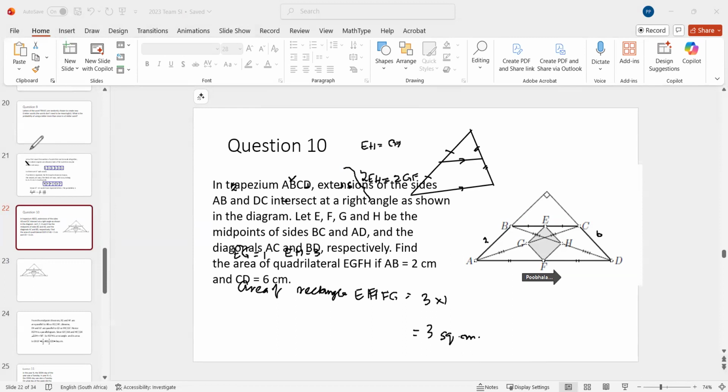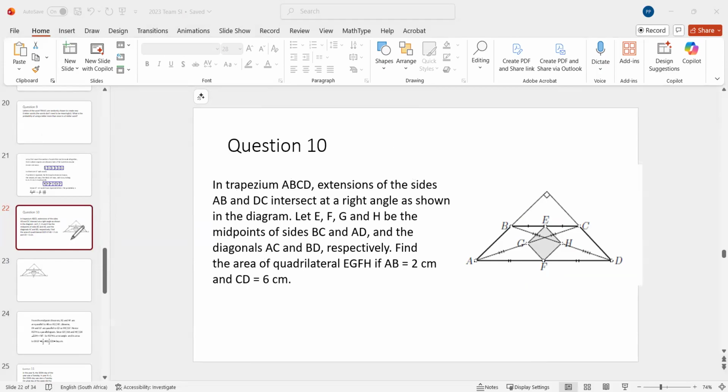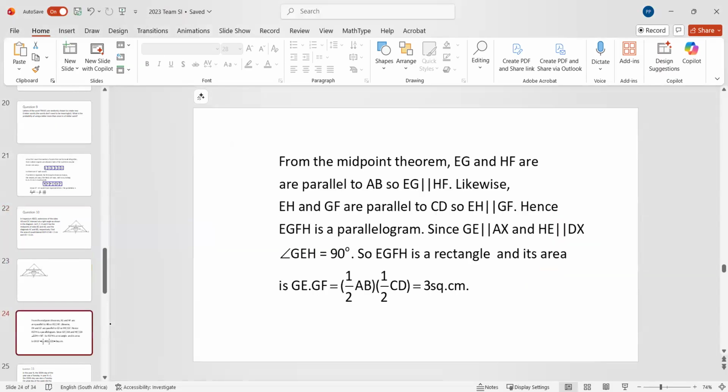Okay, so this is the solution to question 10. Clear the drawings. And I'll just look at the solution which I worked out, and that is true. Right at the bottom, you see that the area is 3 square centimeters. Okay, so let's just get on to the next problem.